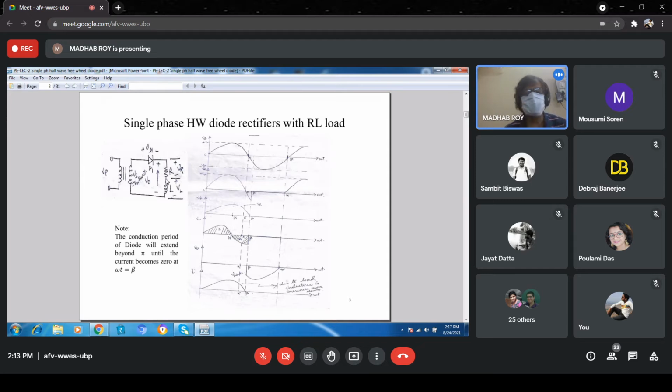So thereby you see that now this inductance is acting as a source. The direction of the current is the same, but the voltage is reversed, so it will be acting as feedback energy. This energy is now going to be fed back to the source through the diode. So from this point onwards, you see the voltage below the curve.